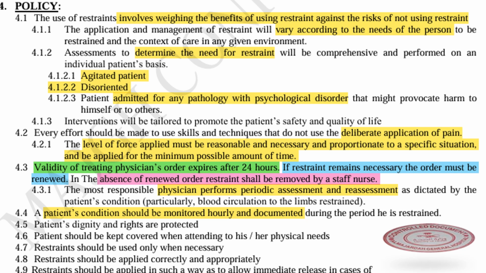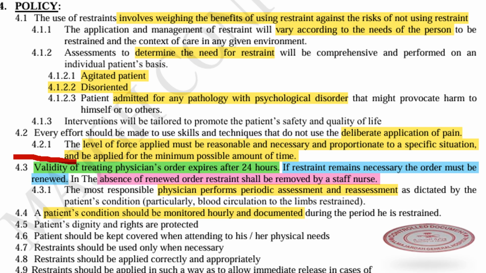Now, we have to remember this one or focus on this. The validity of treating physician's order expires after 24 hours. If restraint remains necessary, the order must be renewed. In the absence of renewed order, restraint shall be removed by the staff nurse. Now, the most responsible physician performs periodic assessment and reassessment. The patient's condition should be monitored hourly and documented during the period that he is restrained. The patient's dignity and rights must be protected.